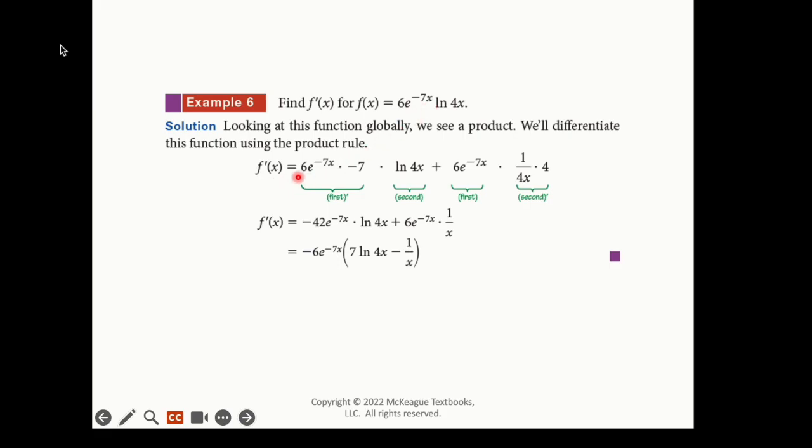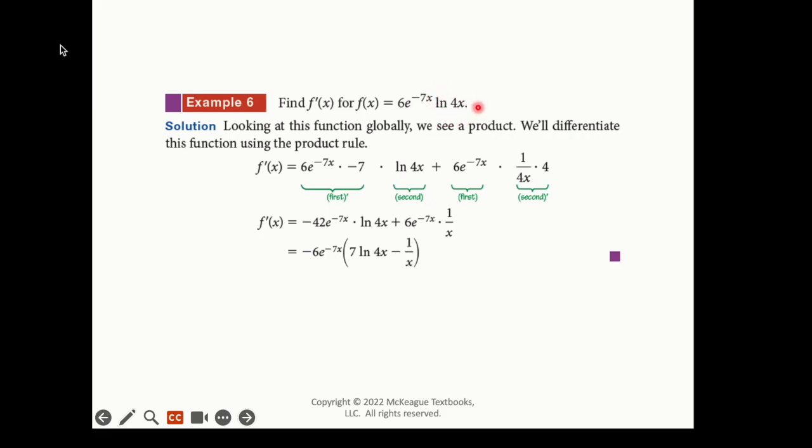So the product rule says to take the derivative of the first factor. Because this is an exponential function, the derivative is going to be itself, but we also have to remember to multiply by the derivative of the exponent if there's something there other than x, and there is. So the derivative of negative 7x is negative 7. And then, so that's the derivative of the first factor. Here's the multiplication of the second factor. Then I have to add the first factor times the natural log of 4x, that derivative.